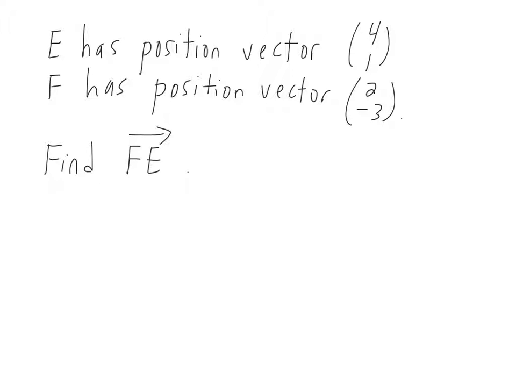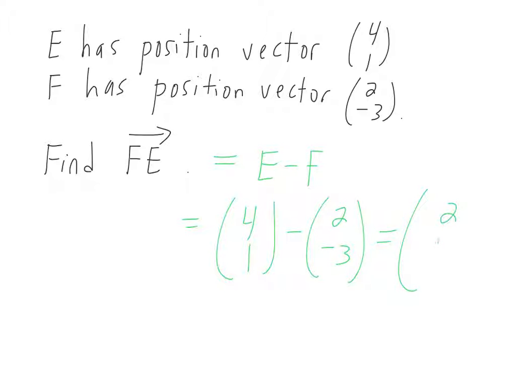Okay, another quick one. Suppose this time, instead of being given the ordered pair or the ordered triple, we're given two position vectors. So E has position vector 4, 1, and then we have 2, -3 for F. We're looking to find FE, that vector that starts at F and ends at E. So we're connecting the points F and E. Our formula says to do the terminal point minus the initial point. So just like before, we start with E's numbers minus F's numbers, and we do the simple math, and we end up with 2, 4.